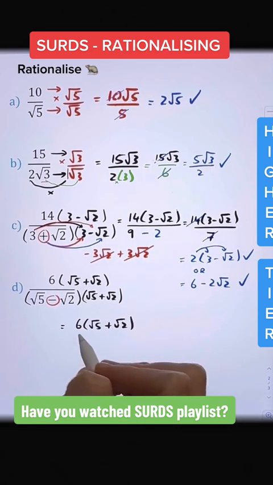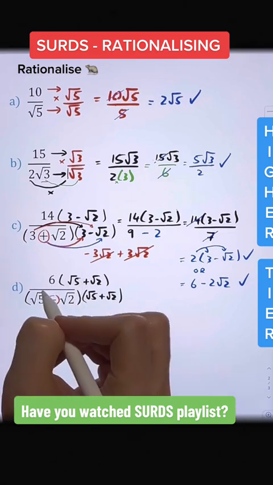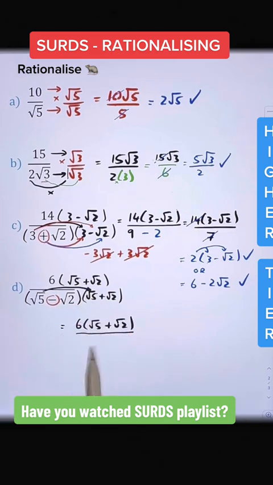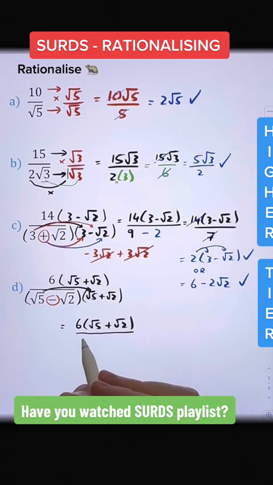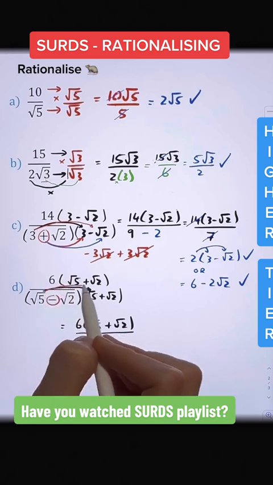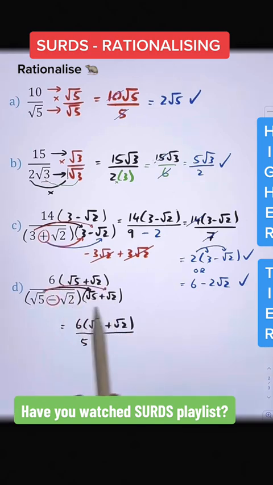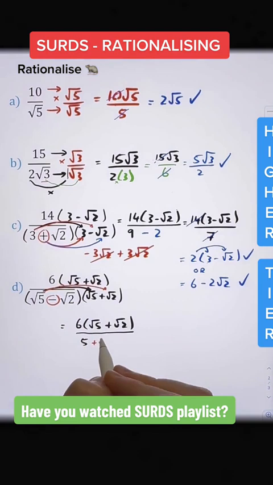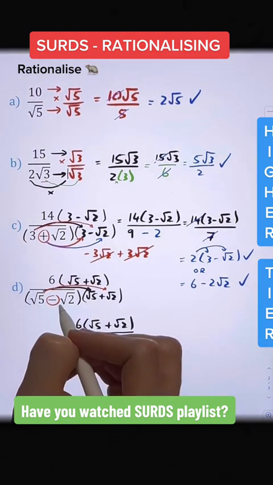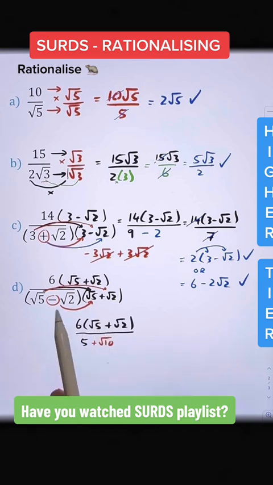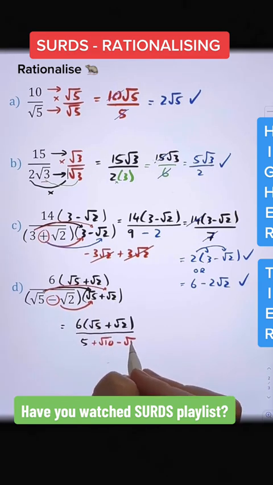And expanding my double brackets on the bottom of my fraction. My first term in each bracket, I know that root 5 times root 5, a root times itself, is just a number. So root 5 times root 5 is simply 5. Multiply my outside terms together. Here I have root 5 multiplied by root 2, which will give us positive root 10. Multiply my inside terms together. Here I have negative root 2 multiplied by positive root 5, which will give us negative root 10.